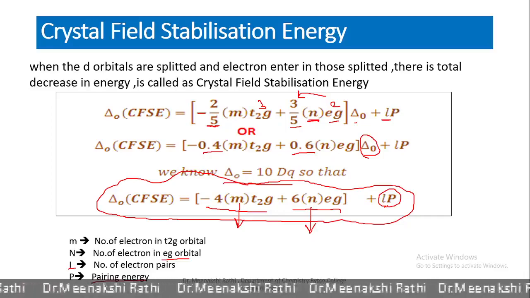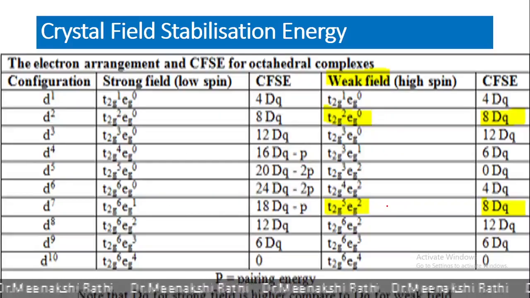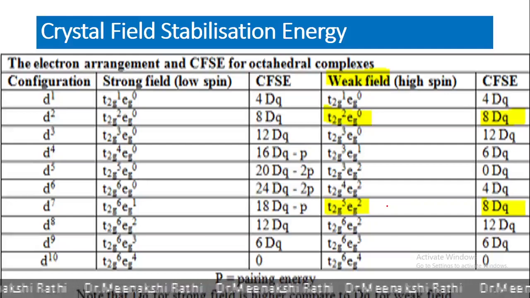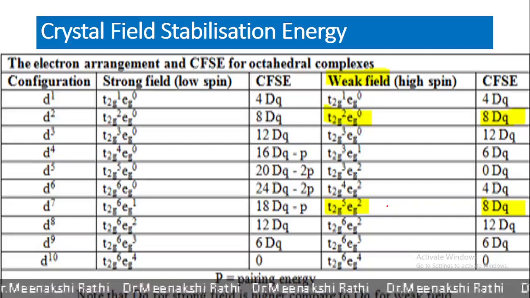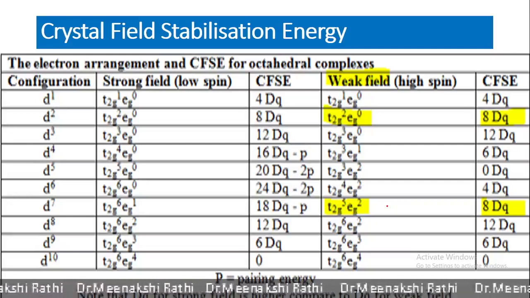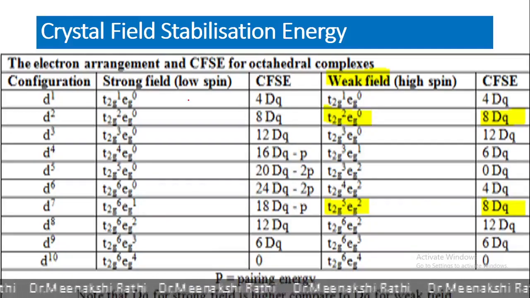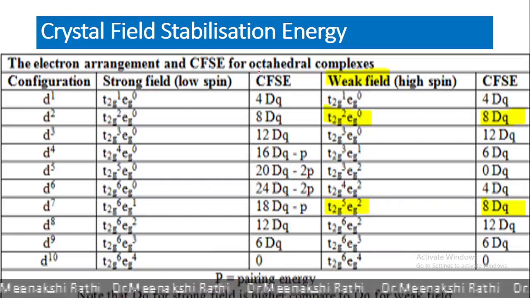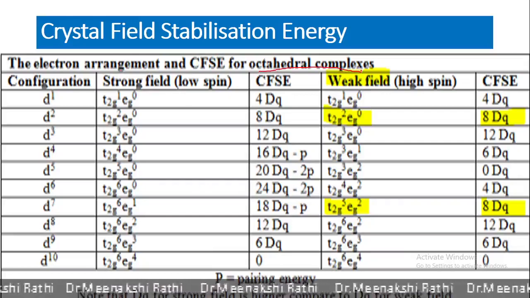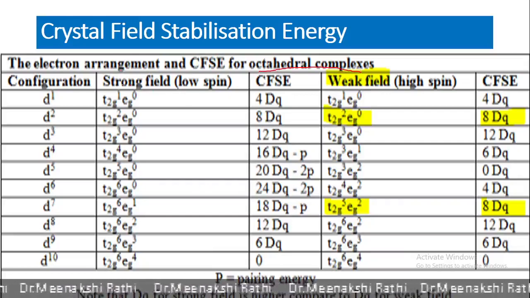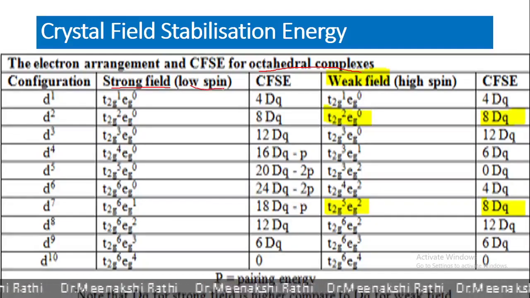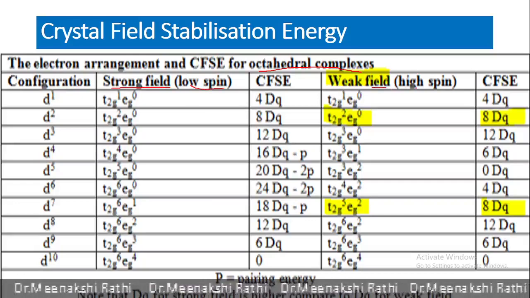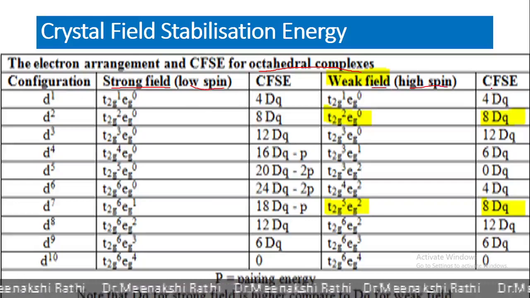Here is the table which shows the crystal field stabilization energy and electron arrangement for octahedral complexes. On this side it is a strong field complex, that means low spin, and on this side it is a weak field or high spin complex.